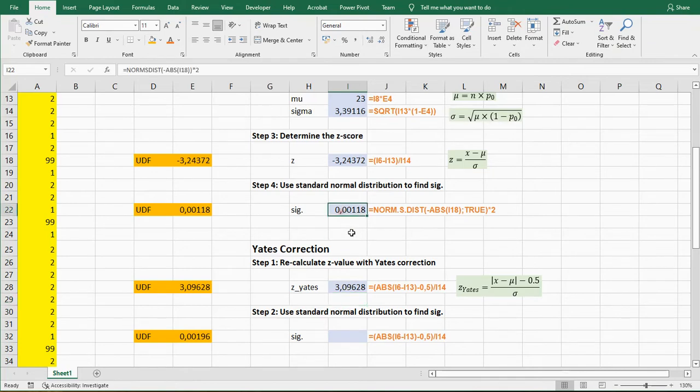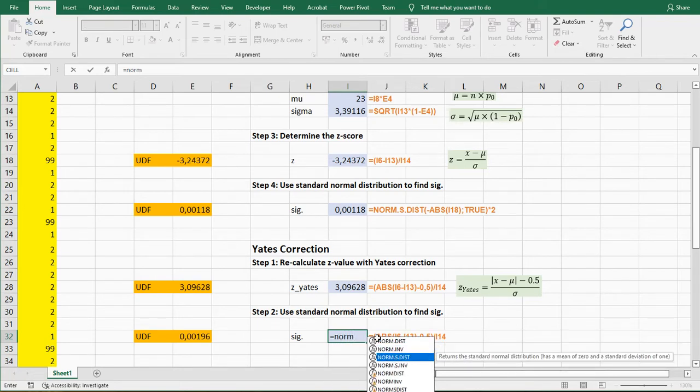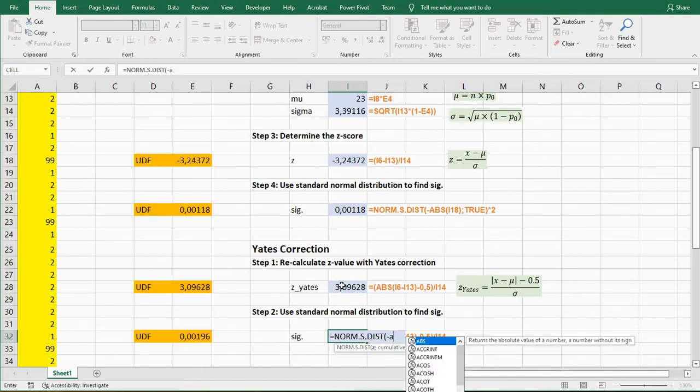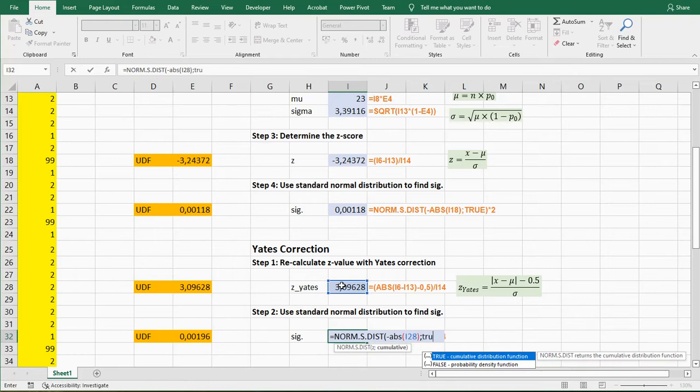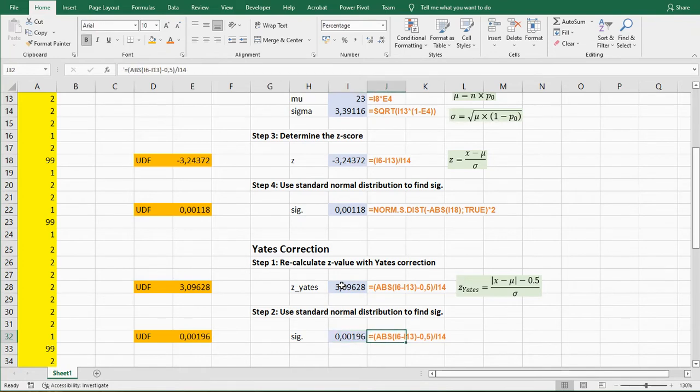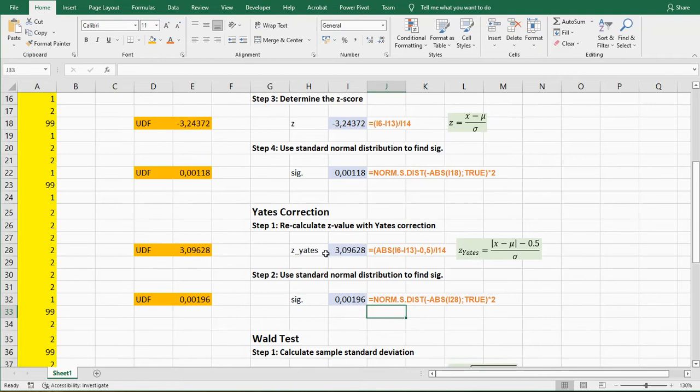I can then actually just use this same formula as before. I can use the equals the norm dist. I could actually use this one now. The Z value is again minus the absolute value of this one, and then say that cumulative is true. I want it cumulative, and then multiply by 2. So that's the same result. Oop, this one doesn't seem to be correct. Let me adjust it so when I upload this file, you can actually see that formula as well.